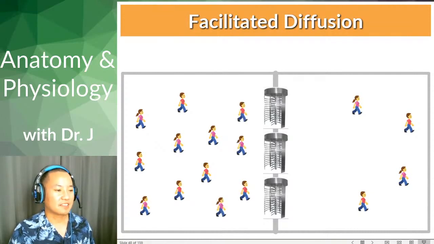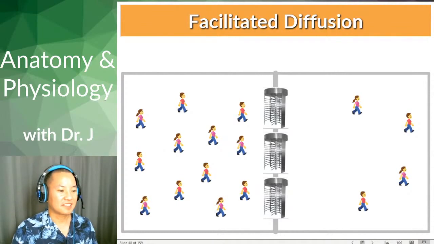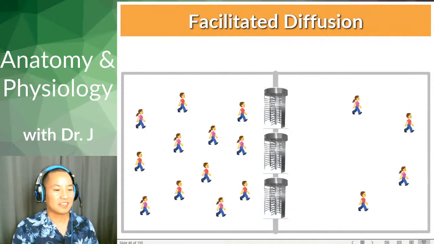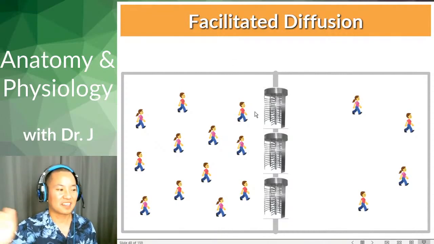So it still involves high to low, but just due to this difference, and this is what we call a concentration gradient. Gradient is a more technical term, because the thing is that it's not always a complete, night and day difference between two different solutions. There's usually some sort of continuum.